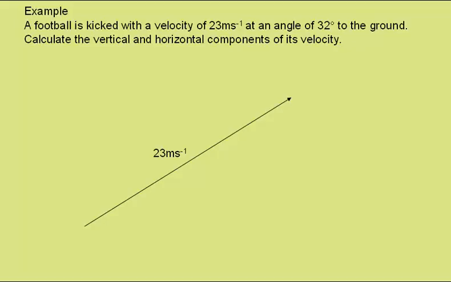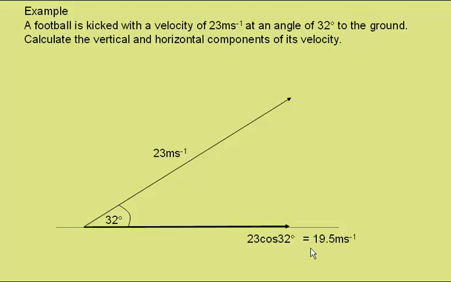So, we have a vector of 23 meters per second at 32 degrees to the horizontal. The horizontal component, indicated by an arrow here, you'll see I have my arrow coming directly below this one, will be across the angle, so it is 23 cos 32 degrees, which gives an answer of 19.5 meters per second, which seems roughly correct. The vertical component here is going away from the angle, so that will be 23 sine 32 degrees, which gives an answer of 12.2 meters per second, which again seems roughly correct.